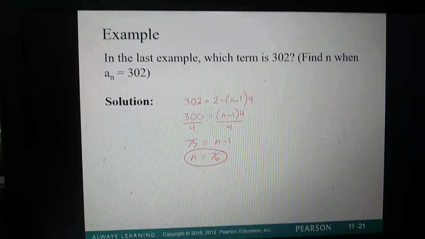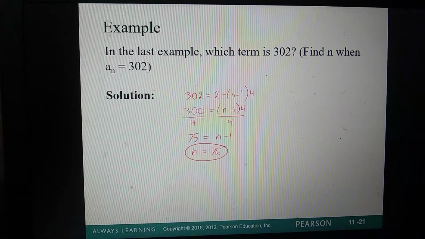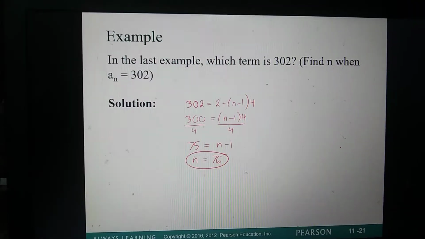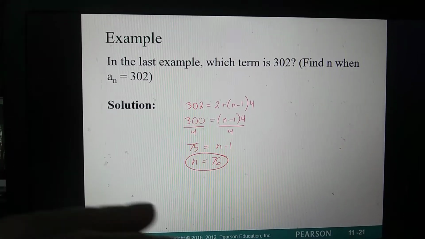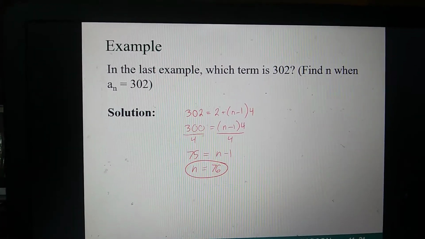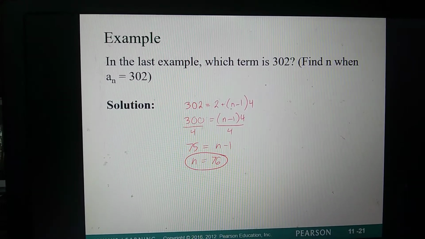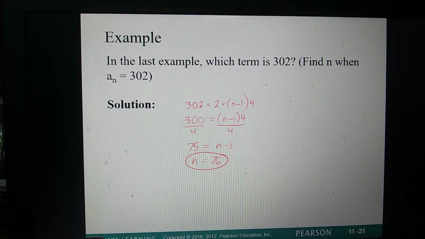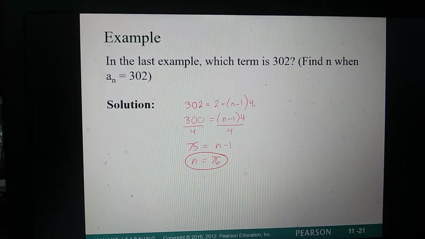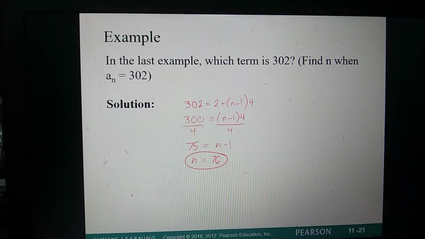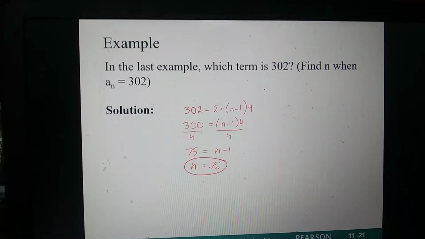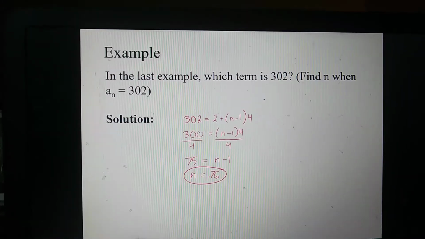You could also work backwards, so what if we wanted to figure out what term 302 is? You would set that formula we just found equal to 302. We don't know what term it is, so n is unknown, but we can plug it all into the formula since we already know the first term and the common difference. Then we solve that formula for n, and out comes 76. So it's the 76th term.